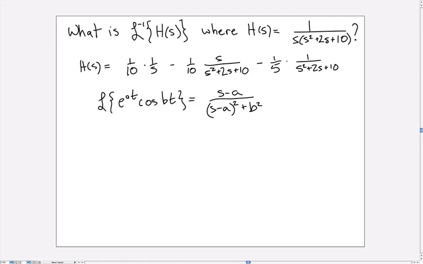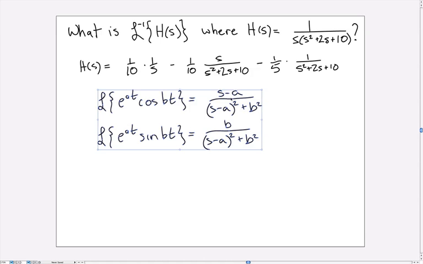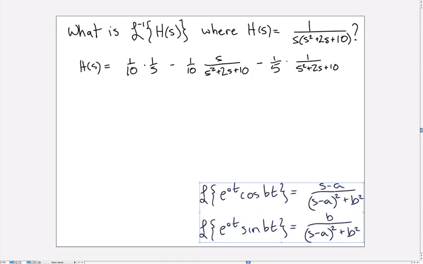Same thing for the transform of e to the at sine. The difference is that, well, let's put that down. So the transform of this guy will be similar, except the numerator is just b. Okay, so clearly neither of these are quite in the right form, but they're not far. So let me just tuck these away on the side, and let's try and figure out how to get them into the right form.